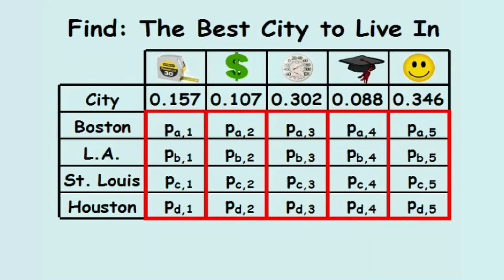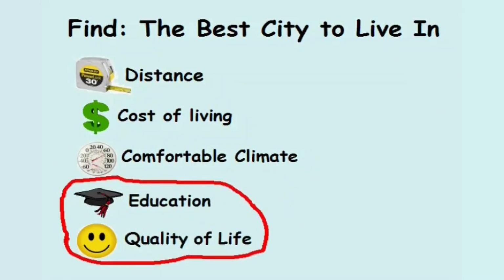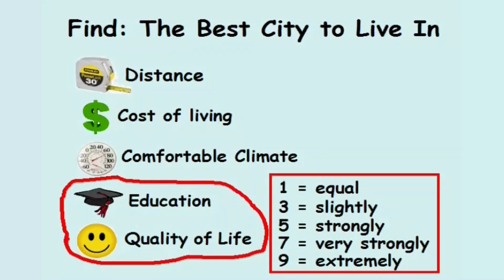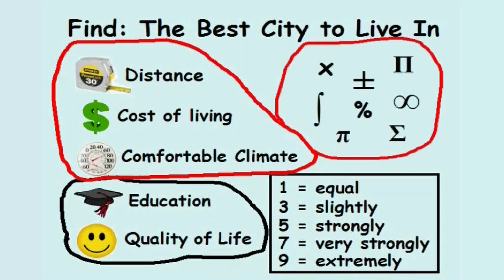Now it's time to calculate the relative priorities for each criterion. Taking a closer look at our 5 criteria, we'll solve the relative priorities for the education criterion and quality of life criterion using Saaty's ratio scale judgment comparisons 1 through 9, as we used for the weights. For the distance from Philadelphia, cost of living, and comfortable climate criteria, a numerical process of judgment will be used to compute the relative priorities.